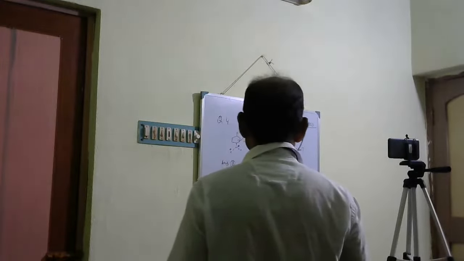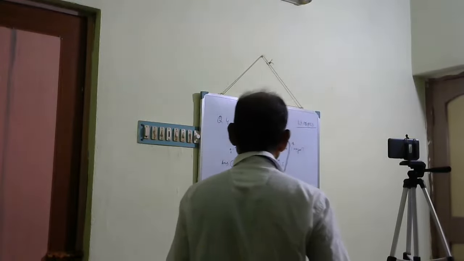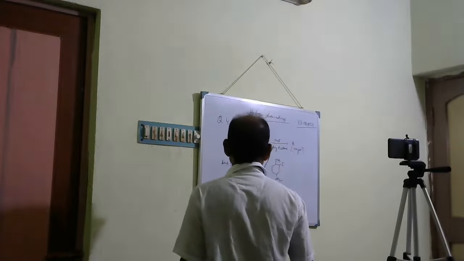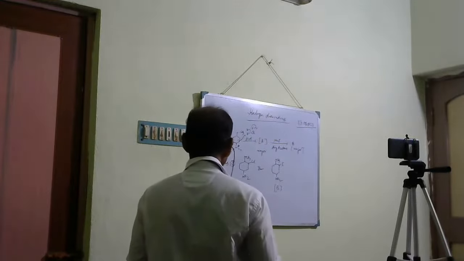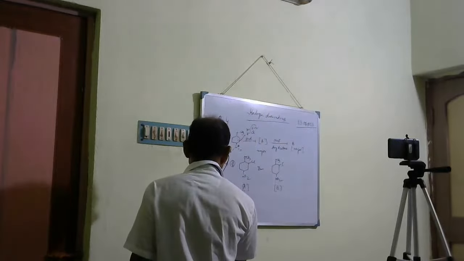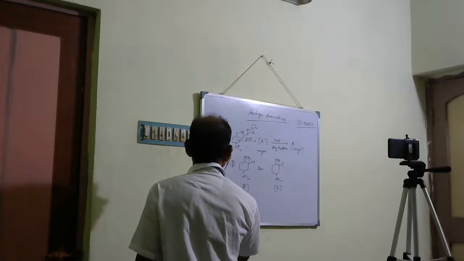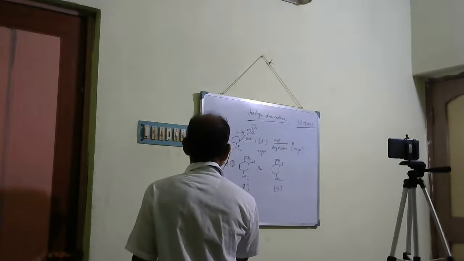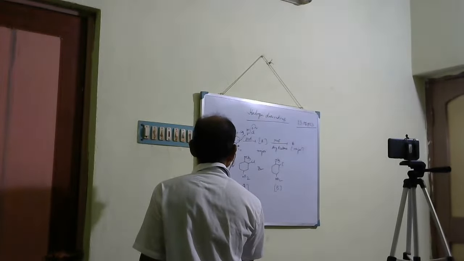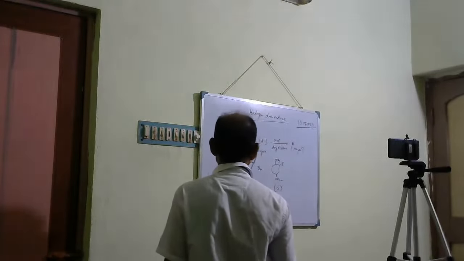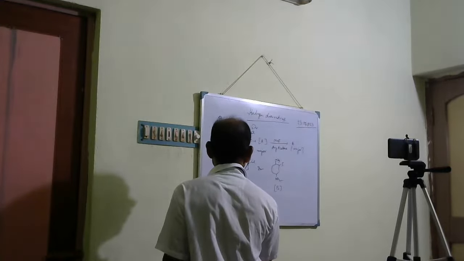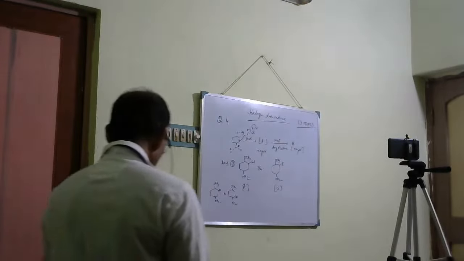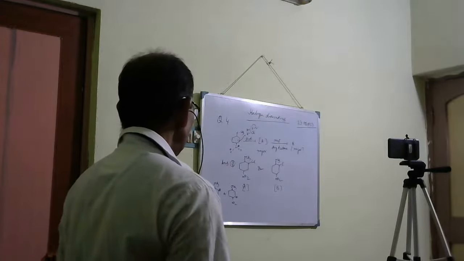So there will be formation of a carbocation. We have to decide whether the carbocation will be here or here. Let us consider the carbocation here, or you can consider here. Is it right? Yes. Out of these two carbocations, which is more stable?